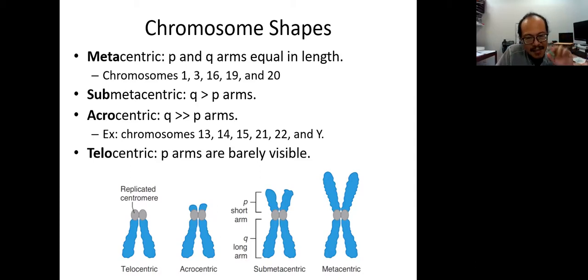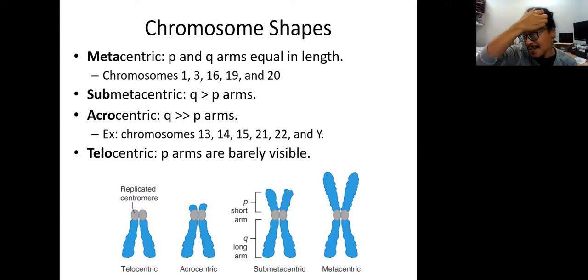It's because there are 5 somatic autosomes, like non-sex chromosomes, that are acrocentric chromosomes. I would suggest you remember these numbers: 13, 14, 15, 21, 22. These 5 are acrocentric chromosomes. Their P arm is much shorter than the Q arm.